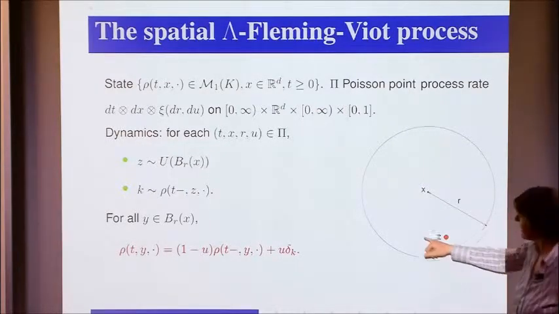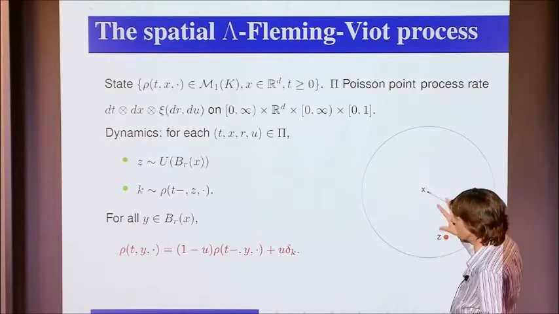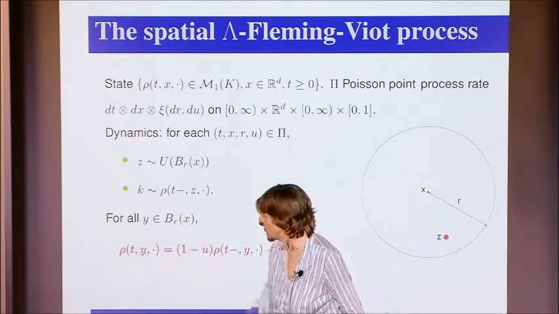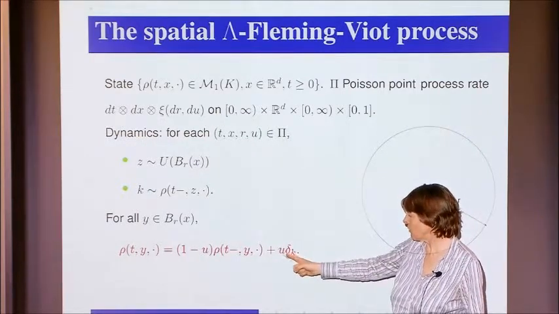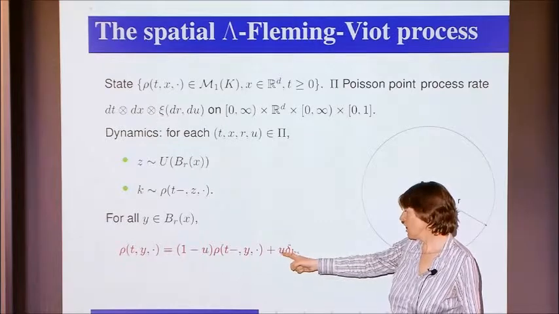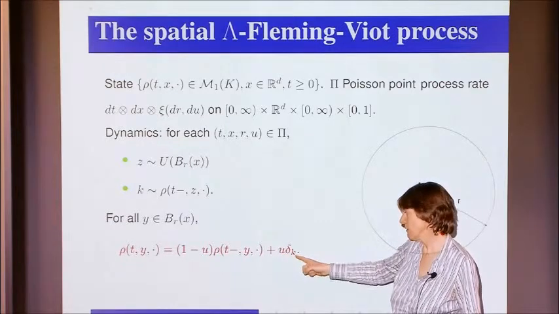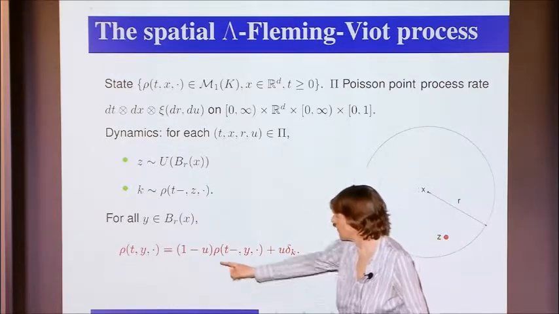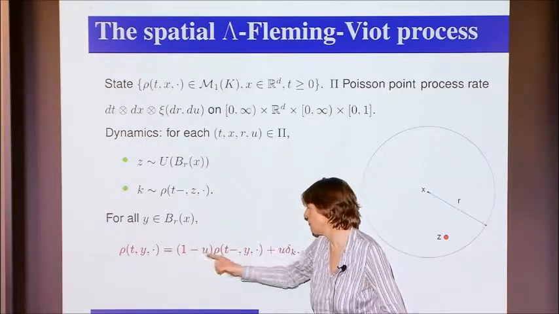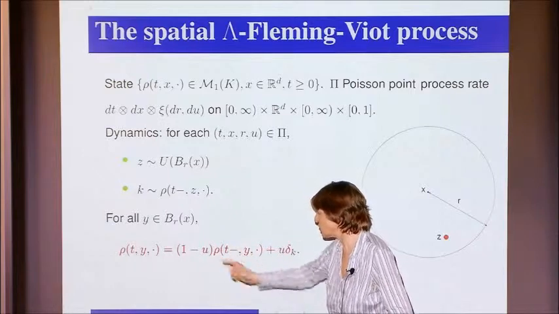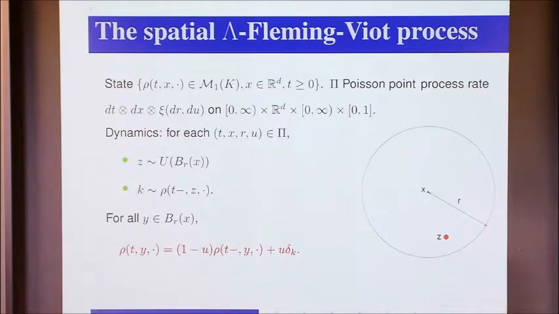So I have to update my sampling probabilities. For each point y in this ball, immediately after the event, if I sample an individual, the probability they were an offspring is u, and therefore their type is k. That's what this means. The probability they were not an offspring, that they were already there and just survived the event, is 1 minus u. Their distribution is then determined by sampling as if the event had never happened. And this gives us a way of modeling the way allele frequencies evolve forwards in time.